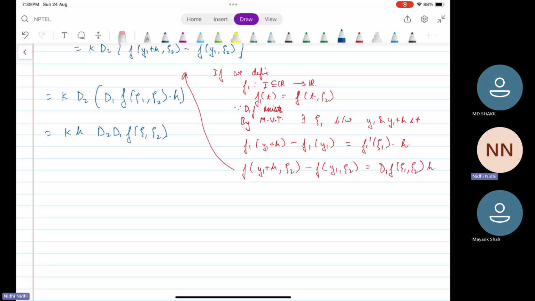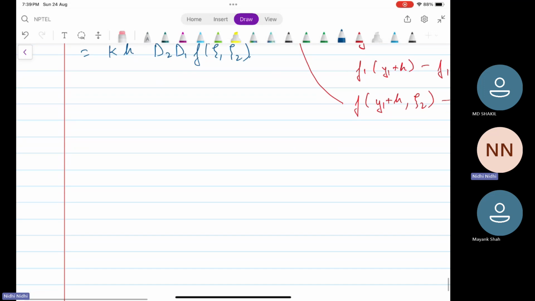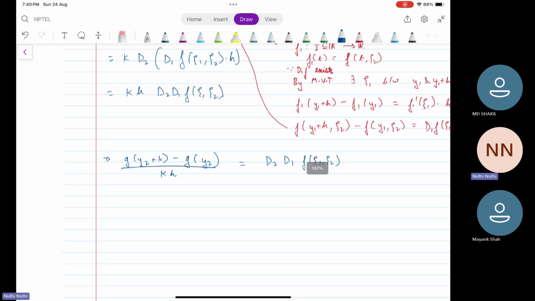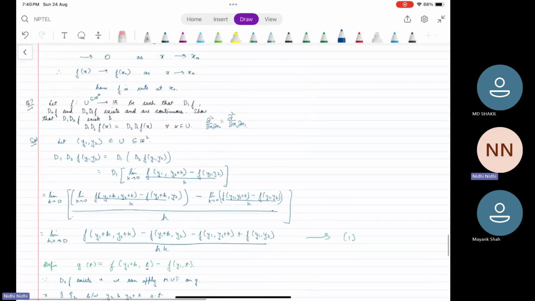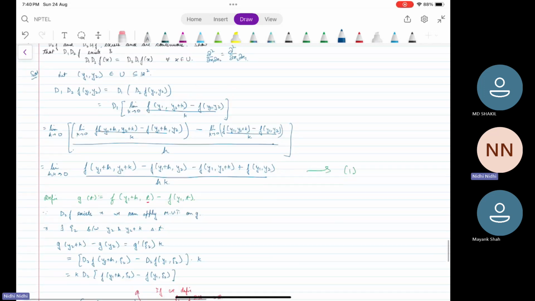So this implies taking kh to the denominator of the left hand side, we'll get [g(y2+k) − g(y2)] upon kh is equal to d2 d1 of f at zeta 1, zeta 2. Now we are given that d2 d1 exists. We need to show that d1 d2 exists as well.